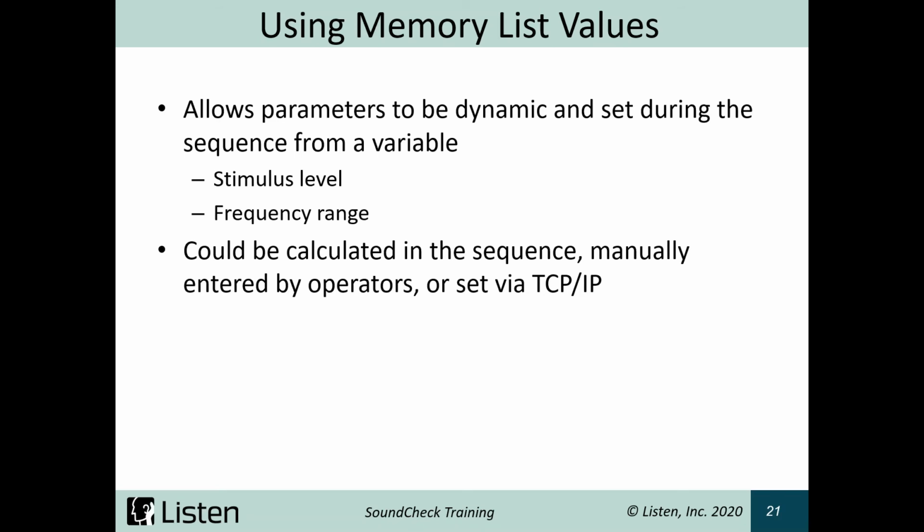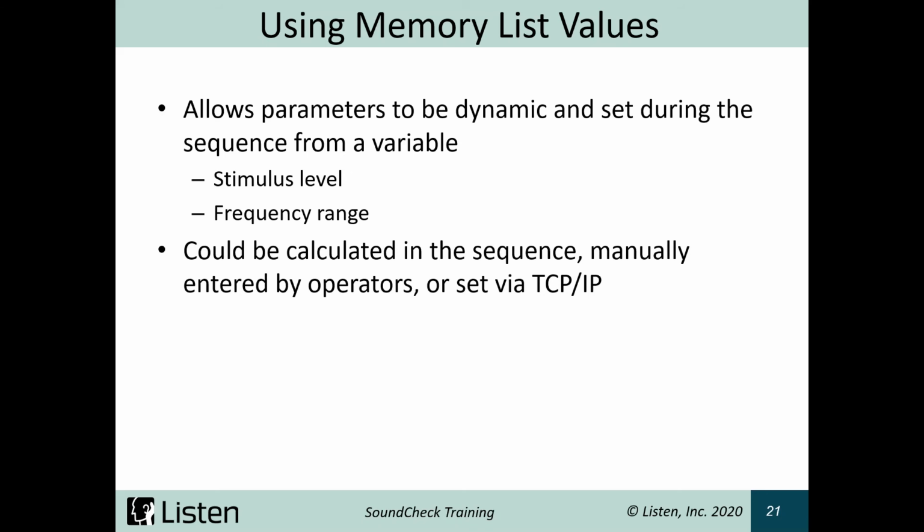Another option is to set them via TCP/IP. We can define memory list values in the sequence itself, and maybe we're using SoundCheck as just a small part of a huge test suite that runs through 30 different programs. I could take a variable out of program A, put it through an external Python script, then have that variable be plugged into SoundCheck as the upper frequency range of my device. Then when I run my stimulus, that variable is used. SoundCheck will sweep based on that variable.